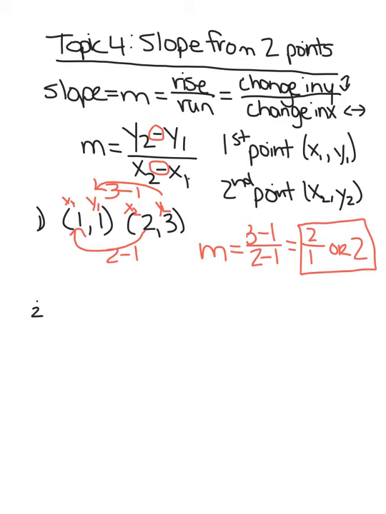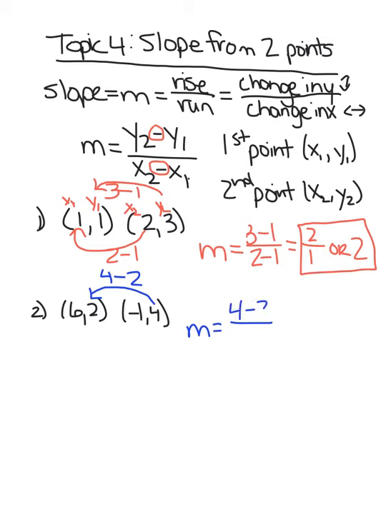So number 2 here, my first point, my x1, y1, is 6 comma 2. My second point, my x2, y2, is going to be negative 1 comma 4. So I'm going to use my blue pen this time here. We're going to start with the y's, right? It's because the slope is the y's together. So we're going to go here to there. And so we start with the 4. We put the minus sign in the middle, 2. Right? It's always a minus sign in the middle. So this is 4 minus 2.